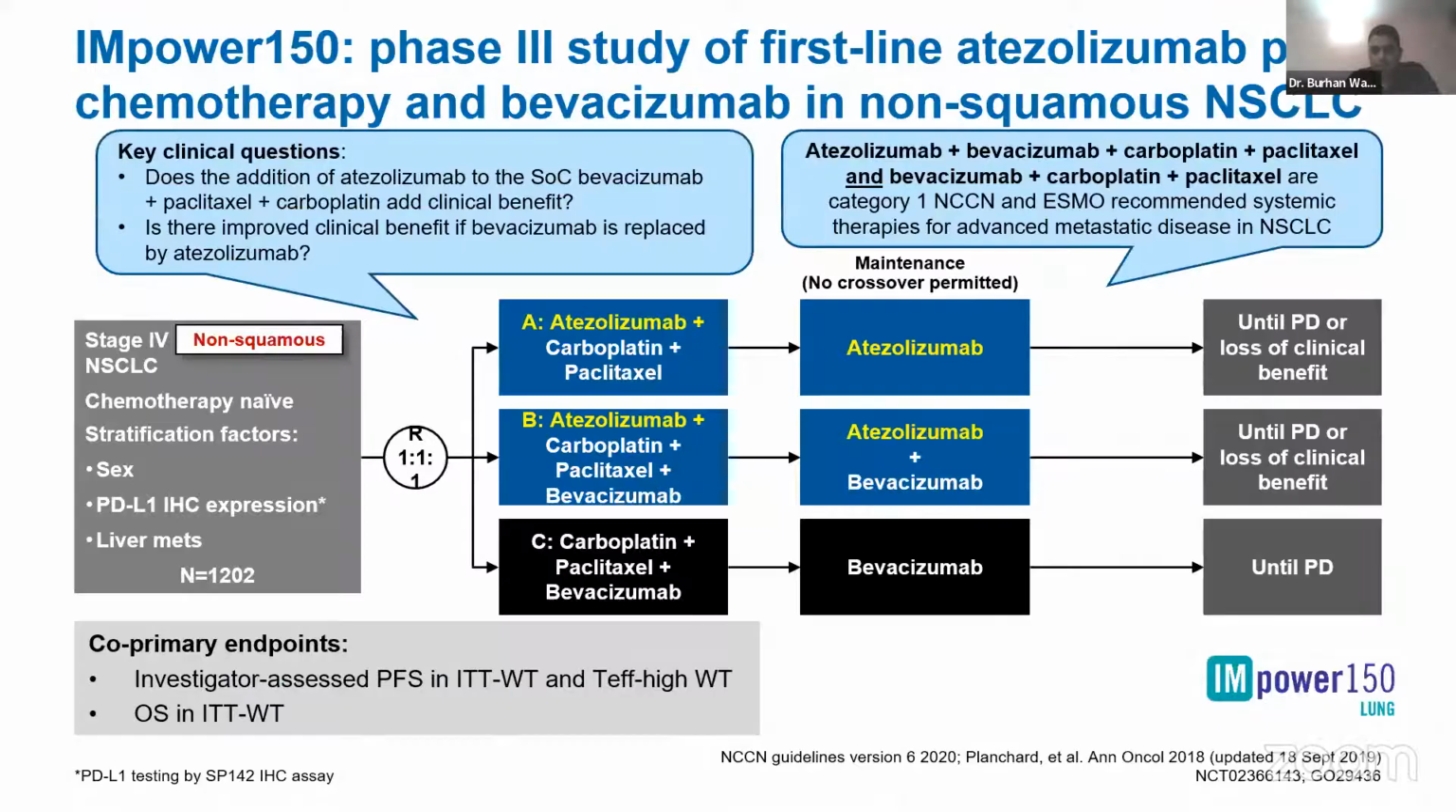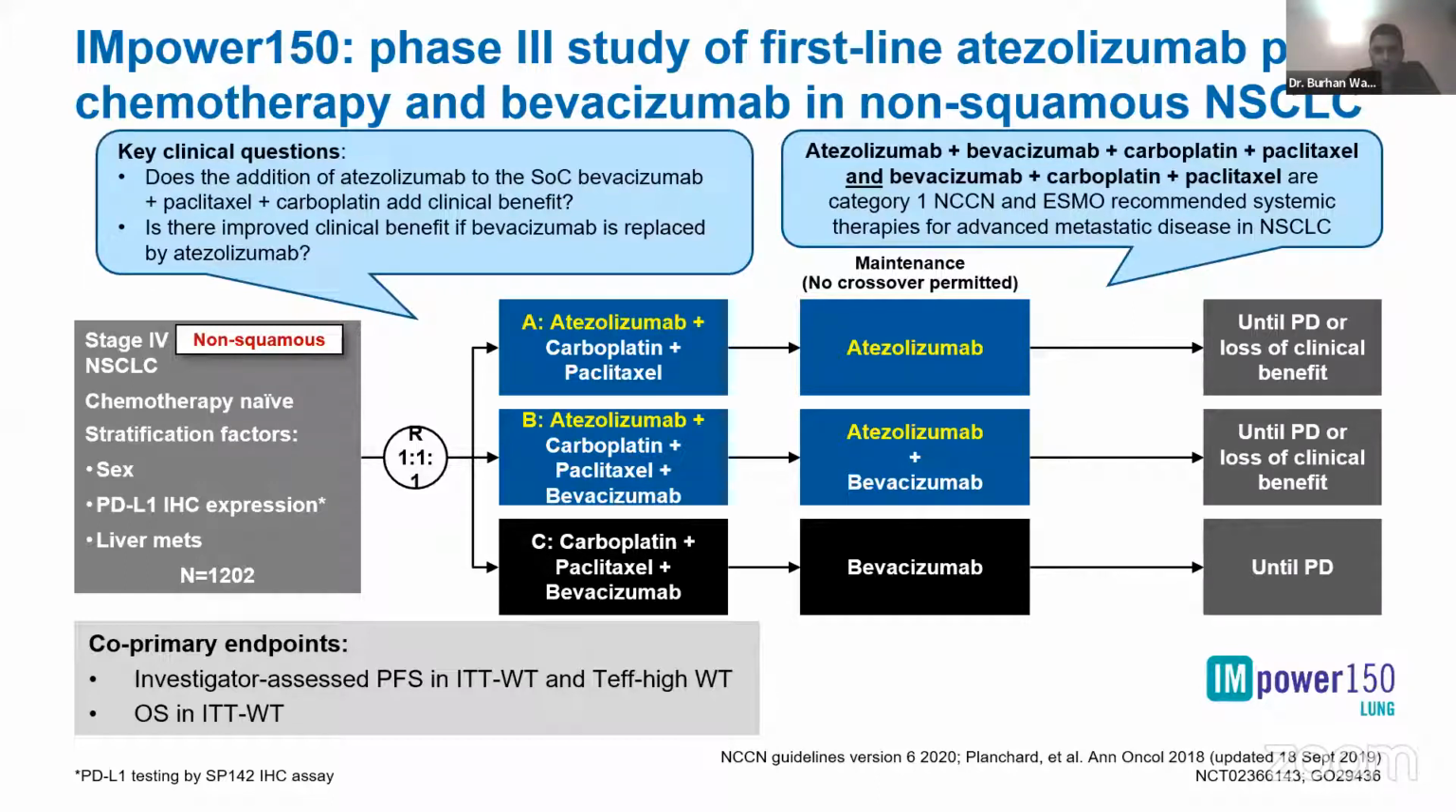Now coming to the IMpower 150 trial. It was a phase 3 randomized study for the role of first-line atezolizumab plus chemotherapy plus VEGF inhibitors in non-squamous non-small cell lung cancers. The key questions asked by this trial were whether the addition of IO, that is atezolizumab, to the standard of care, bevacizumab plus paclitaxel and carboplatin, had added clinical benefit in this patient population, and whether there is improved clinical benefit if bevacizumab is replaced by atezolizumab.